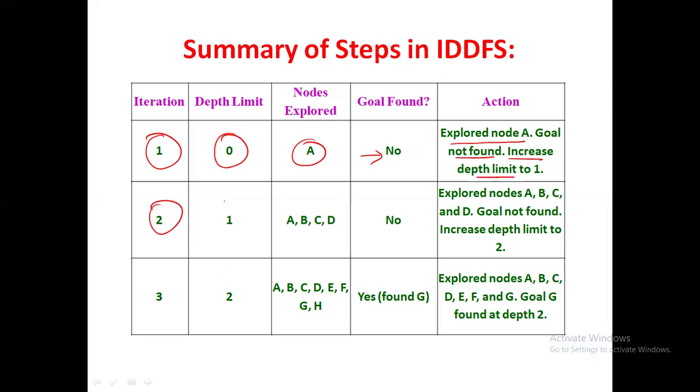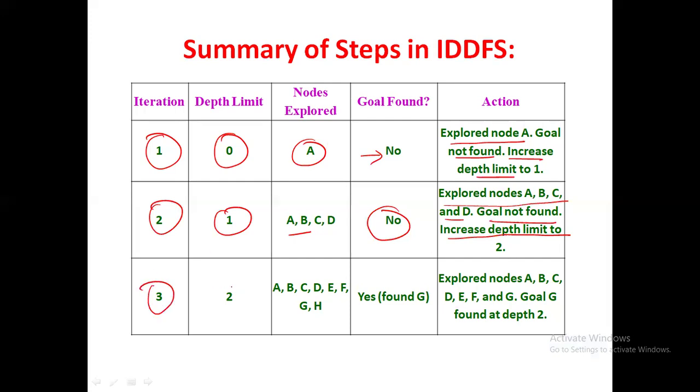And in the second iteration, the depth limit is 1. The nodes explored are from A to B, C, D. Is the goal found? No. The explored nodes are A, B, C, and D. The goal is not found, and we have to increase the depth limit to 2.